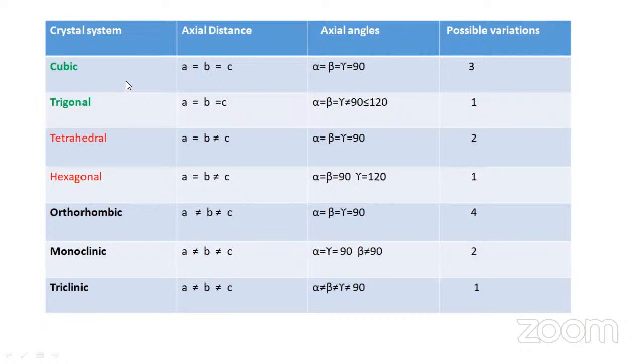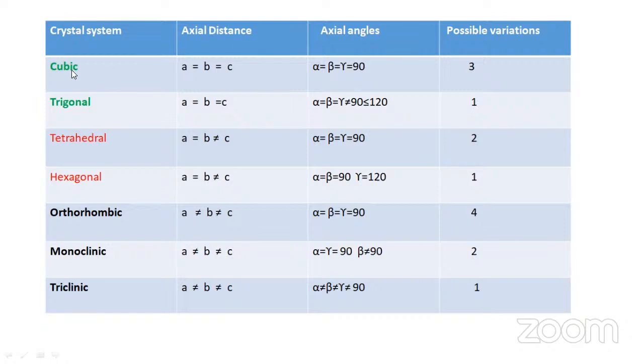So in cubic and trigonal, all the axial distances are equal. You can see a = b = c. Coming to tetragonal, a = b, it is not equal to c. See here, in the first group, all are the same. Coming to the second group, a = b is not equal to c. And coming to the third group, all the axial distances are unequal: a is not equal to b is not equal to c. Okay, clear?